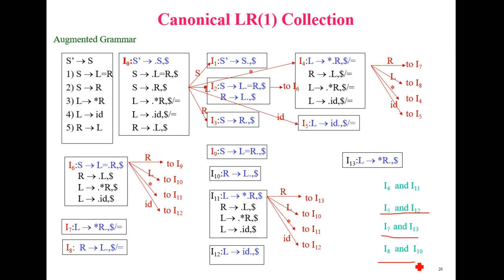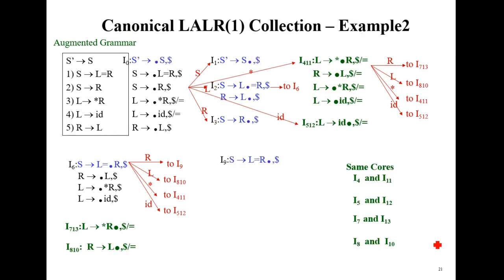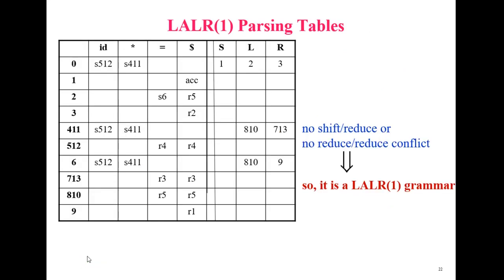So after merging, we can get the canonical collection like this. 4 and 11 are merged, 5 and 12 after merging, 7 and 13 after merging, 8 and 10 after merging. So this is the LALR parsing table.